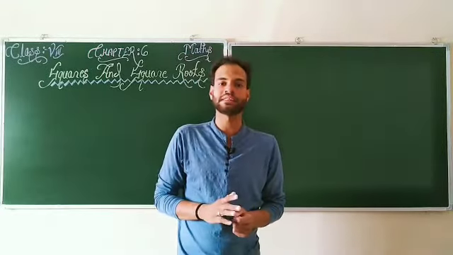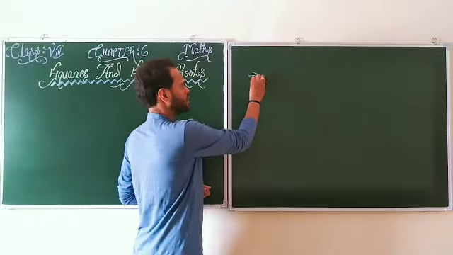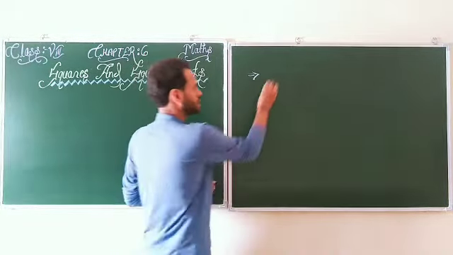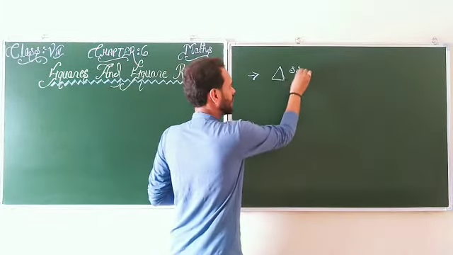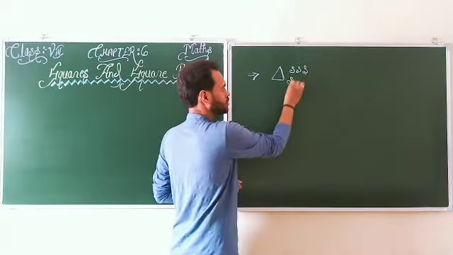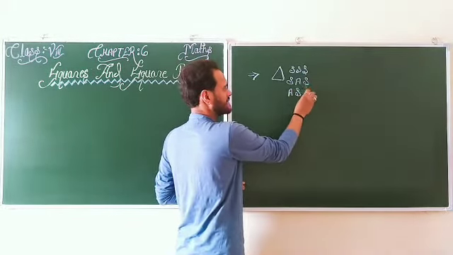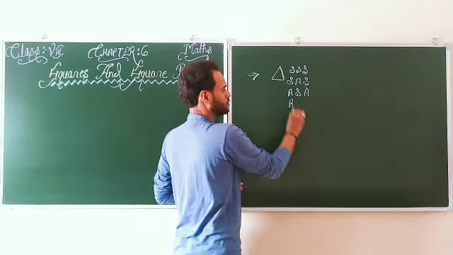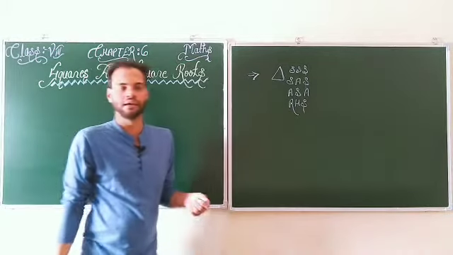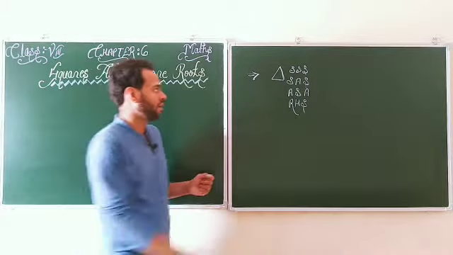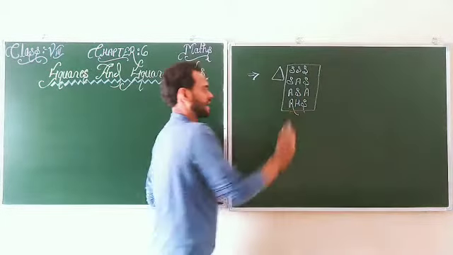In 7th standard, you learned how to construct a triangle: on the basis of the sides, on the basis of the angle, side and angle, and on the basis of the right angle, hypotenuse, and one of the sides, either the base or the perpendicular. On the basis of these, you constructed a triangle.